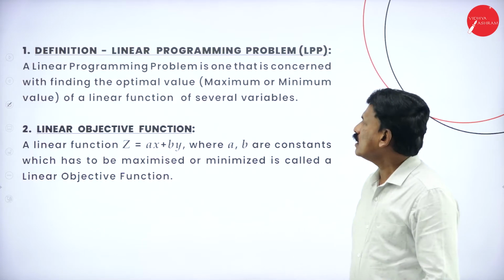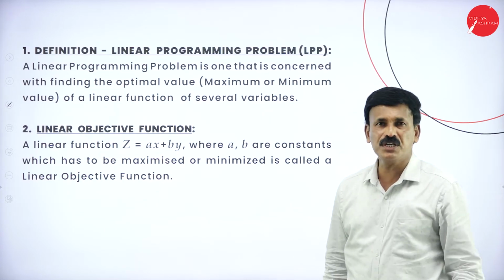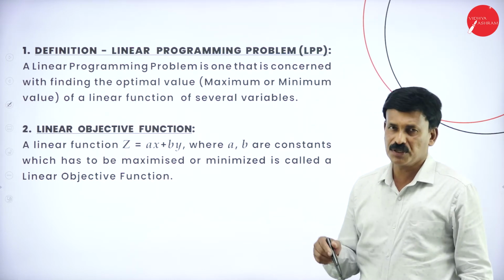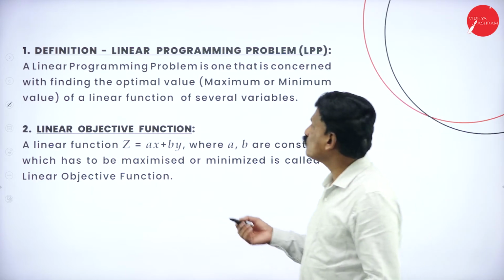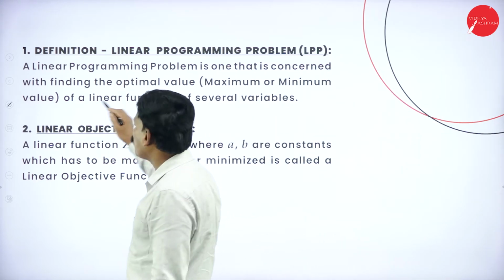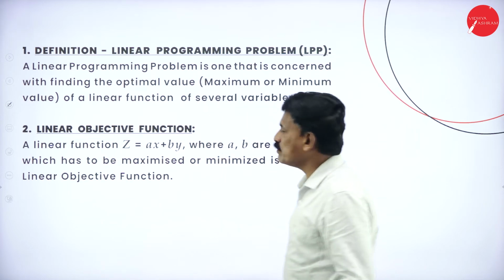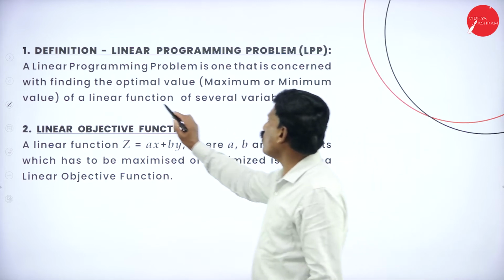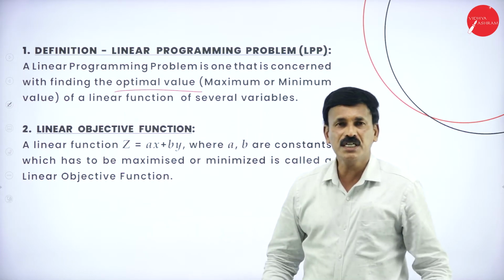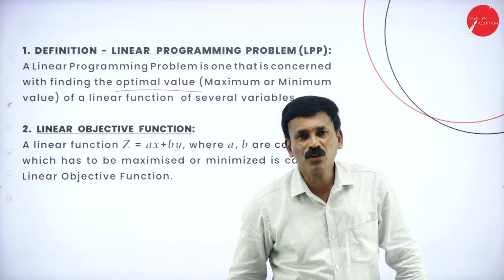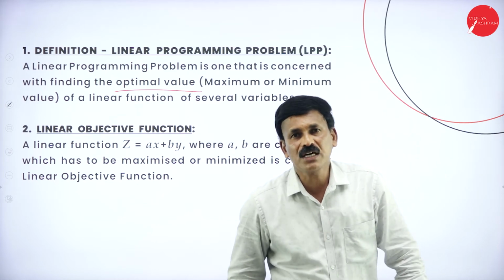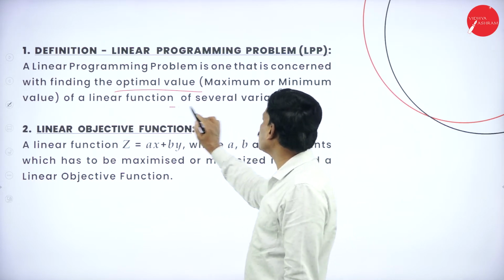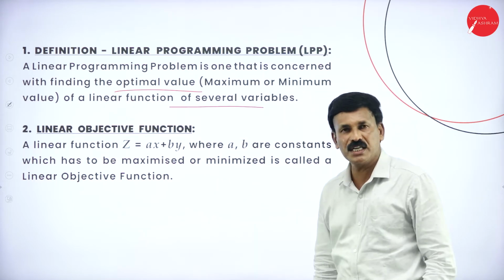Okay. Now let us come to a few definitions. What are the important definitions we come across? I explained this already in the previous classes, but let me explain once again. What is the definition of a linear programming problem? A linear programming problem is one that is concerned with finding the optimal value. Here in this session, we are going to find the optimal value by the graphical method, that is, the maximum or minimum value of a linear function of several variables.